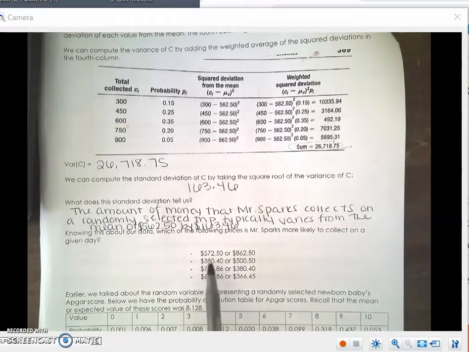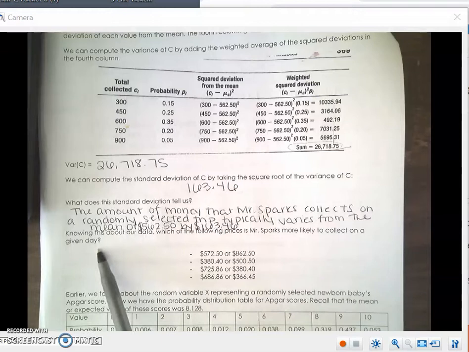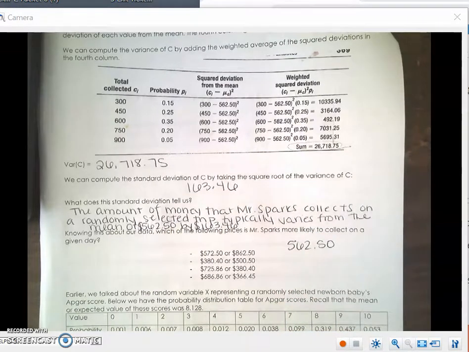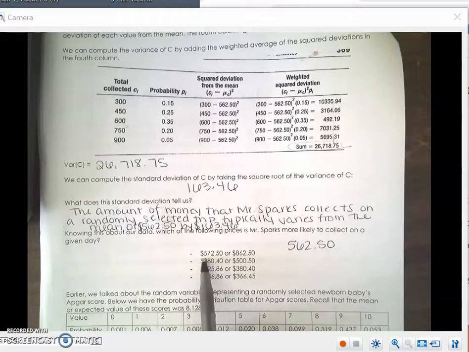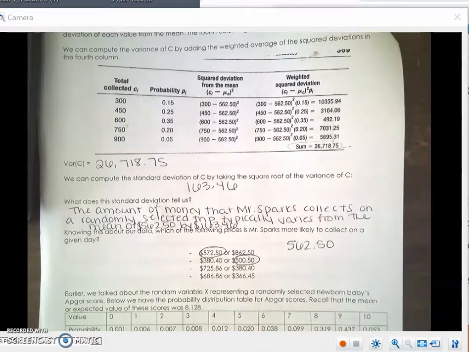All right, so it says, knowing this about our data, which of the following prices is Mr. Sparks more likely to collect on a given day? So remember that our mean was 562.50. We want to be closer to that number. So we have to determine which one of these is closer, 572 or 862. Well, 572 is closer. 380.40 or 500. 550 is closer. 725.86 or 380. Let's see, which one would be closer? I might have to do some math for that one.